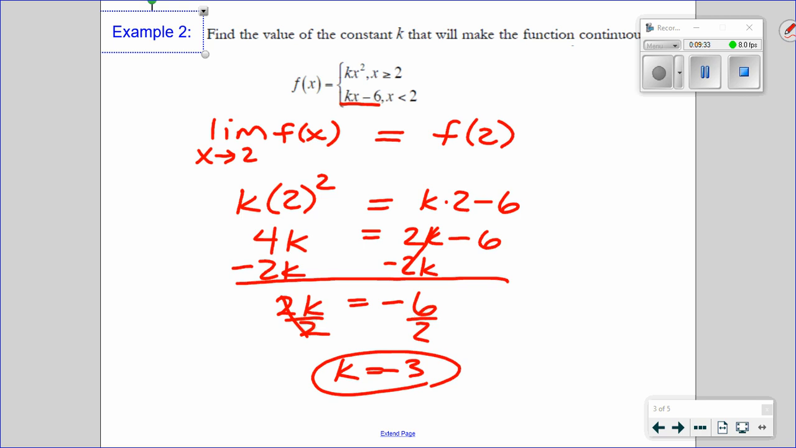So again, we're kind of using our little shortcut method where you're going to plug into both pieces. In the past, we would just plug into both pieces to see if we got the same thing to determine continuity. Here, because we're trying to find k, we're still going to plug in 2 for x, but we're going to be left having to solve for k. So the idea is the same.